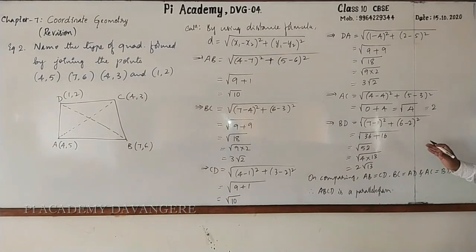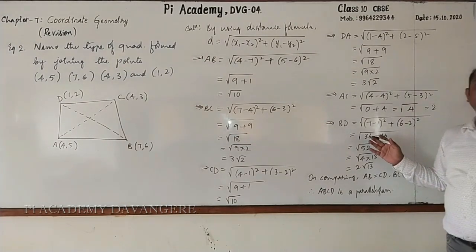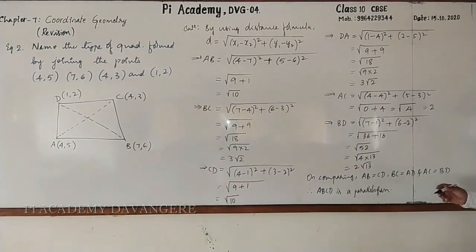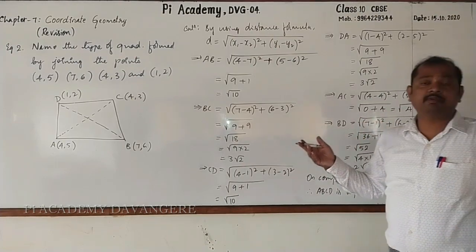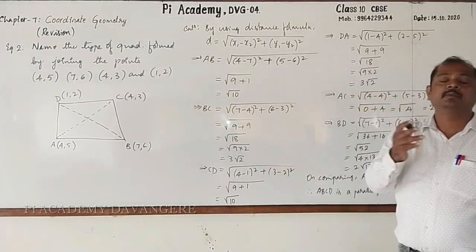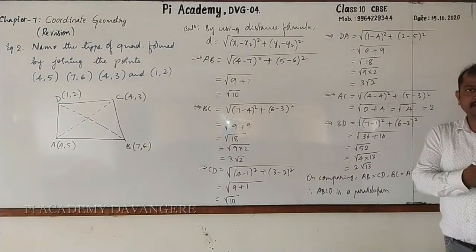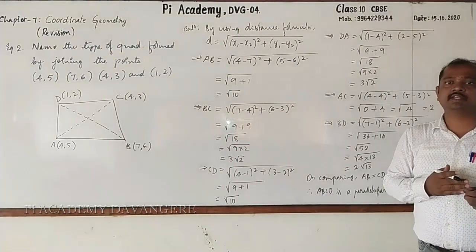Hope that you all have understood. Please go for copying this. Here, AC is not equal to BD. That means diagonals are not equal. Therefore, it is a parallelogram. Followed? Even this type of problem can also be given with respect to triangles as well. Please do practice by taking many problems from the NCERT text.